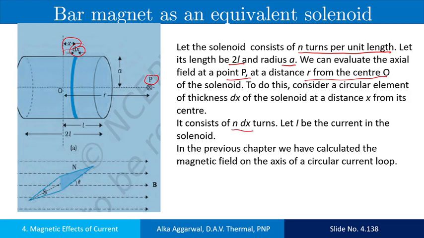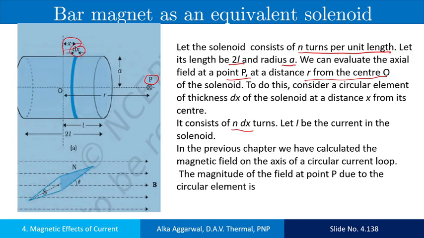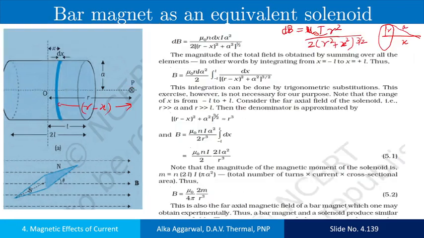Now, in the chapter Magnetic Effect of Current, we found the magnetic field at a point lying on the axis of the loop, and the magnitude of the magnetic field due to this loop at a point on its axis is given as mu naught I r square upon 2 times (r square plus x square).